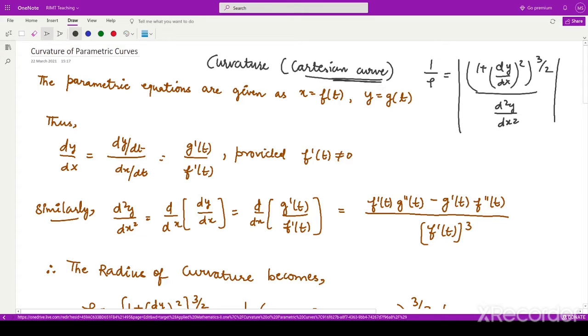So what about parametric curves? For parametric curves, the equations are represented in terms of some other variable. So this time it is t.